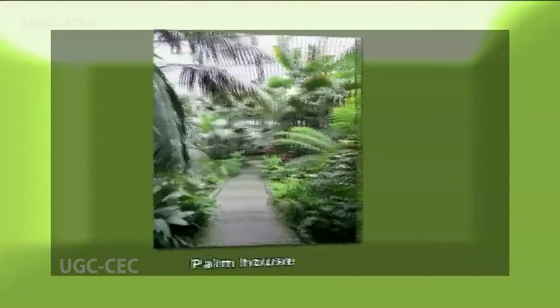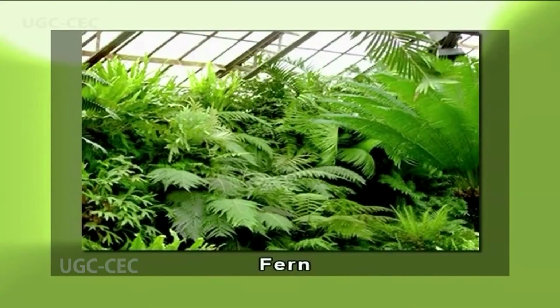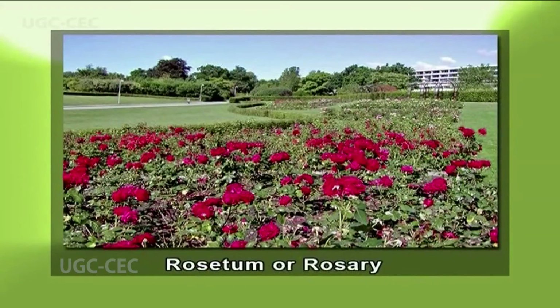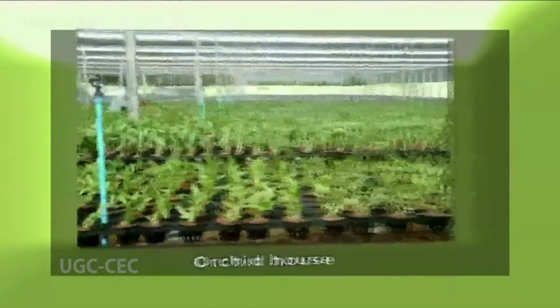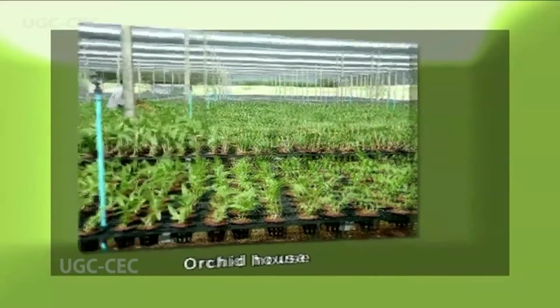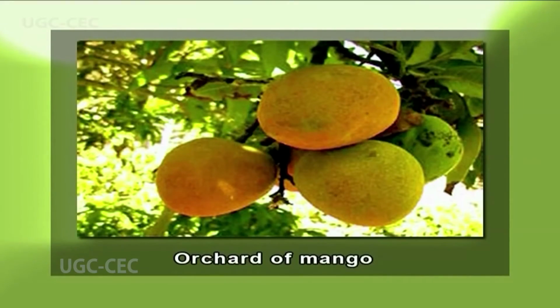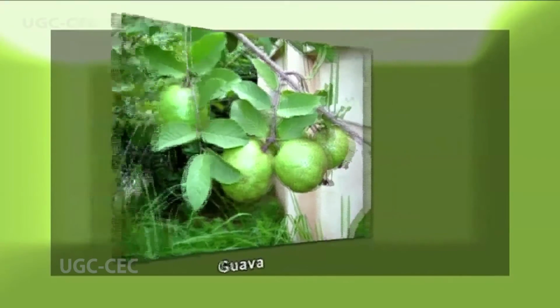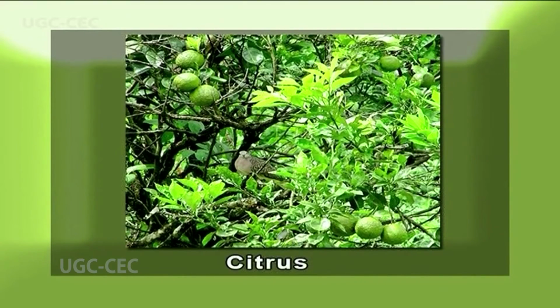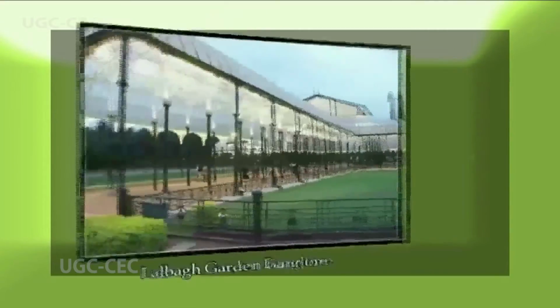The main garden covers an area of 30 kilometers and is famous for its palm house, fern house, rosarium, cactus house, orchid house, orchards of mango, guava and citrus, and medicinal plant sections. Number 3.